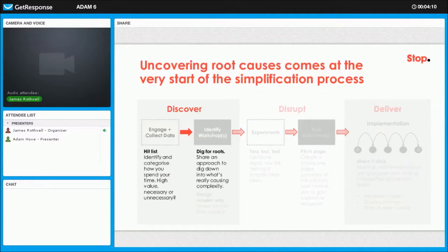And then digging for roots. Once we've identified what could be simpler through the lens I've just gone through in the hit list, we need to get to what is really causing the complexity problem. We definitely don't want to fix the wrong things, or similarly, we don't want to fix the right things in the wrong way.